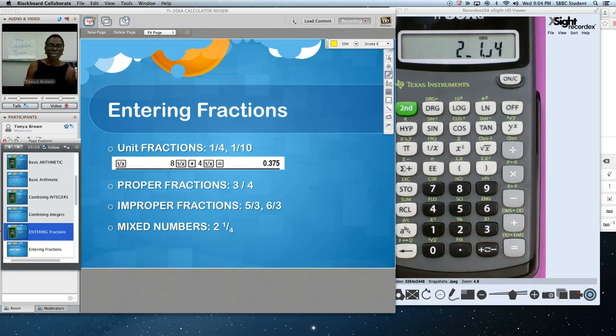All right? So how do we enter a mixed number? How do we enter a fraction? We just press the numerator, and then we hit the fraction key and hit the denominator. Or, if we're doing a mixed number, we hit the whole number, the fraction key, the numerator, the fraction key, and then the denominator. All right? All right, so now let's move on.